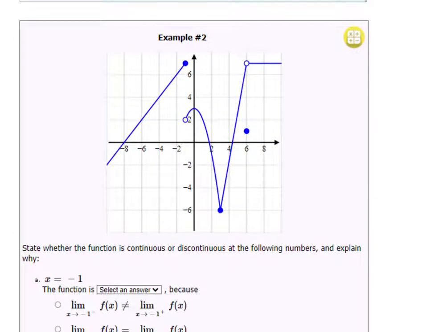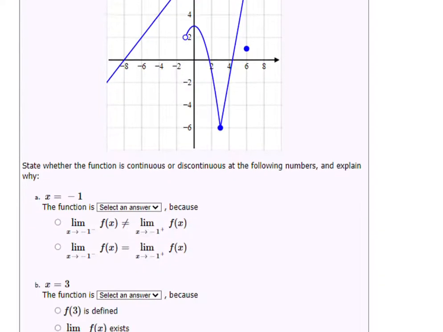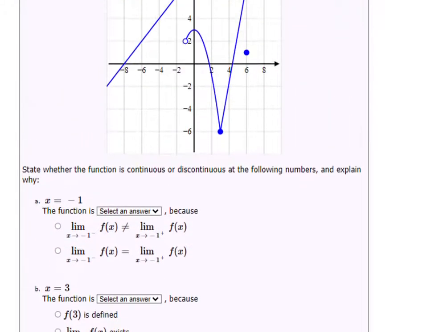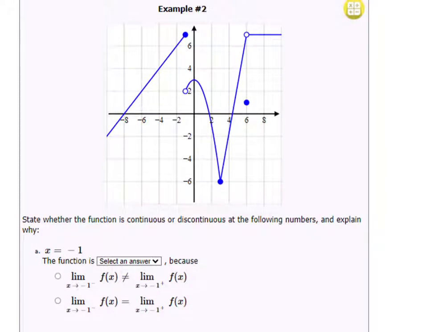State whether the function is continuous or discontinuous at the following numbers and explain. So at x is equal to -1 on this graph, we're looking at this section here. We're going to select whether it's continuous or not continuous. In this case, you can probably see right away that this thing isn't continuous. You definitely took your pen off the page. So it's definitely discontinuous, but the question is why?